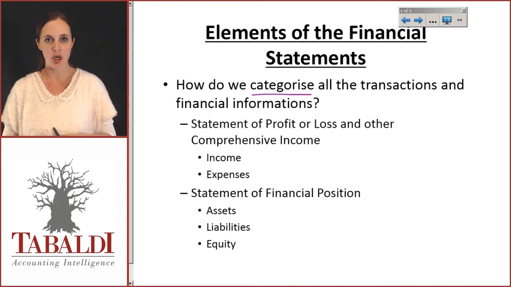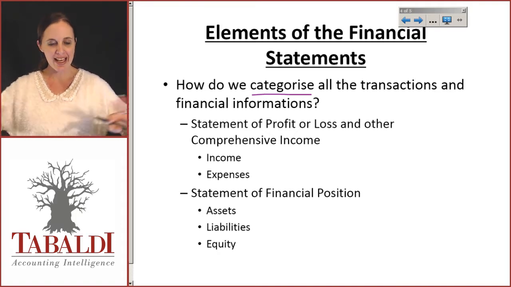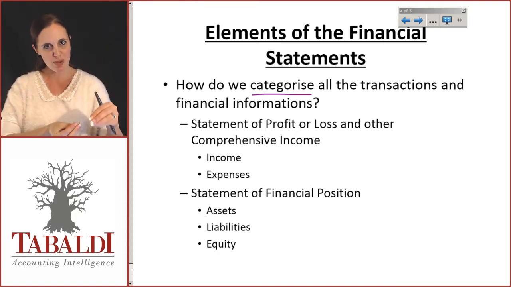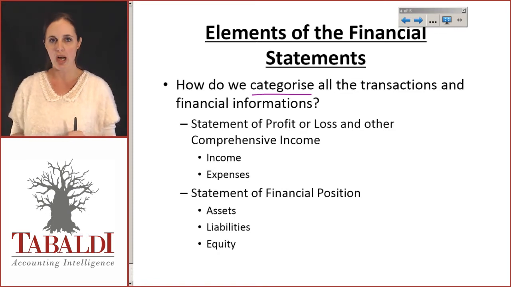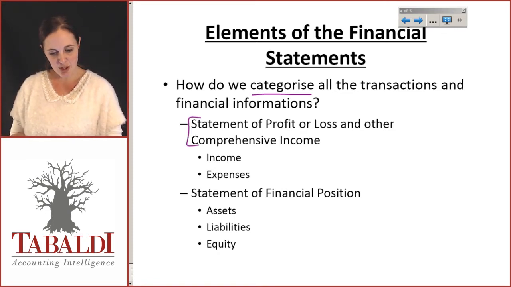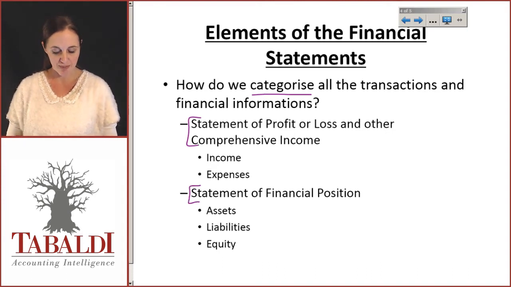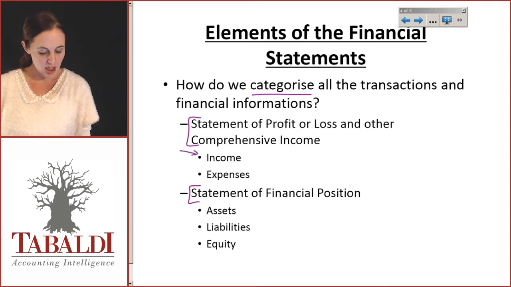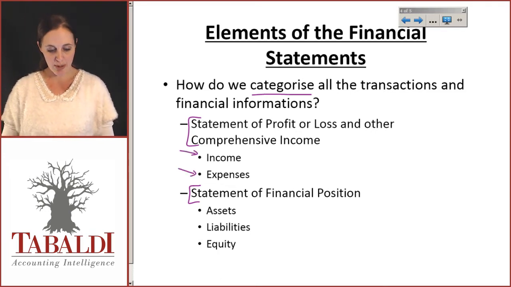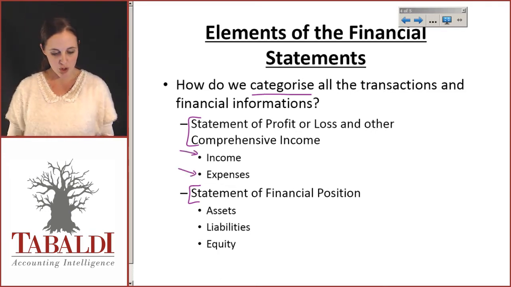There's so much stuff going on, there's so much stuff happening. How do we categorize each of them and put them into specific headings so I'm not mentioning things twice or not putting things in different categories? IFRS gives us specific elements for both the statement of profit or loss as well as the statement of financial position. The statement of profit or loss, the elements are your income and your expenses, so we'll split everything between those two. And your statement of financial position, we deal with assets, liabilities, and equity.